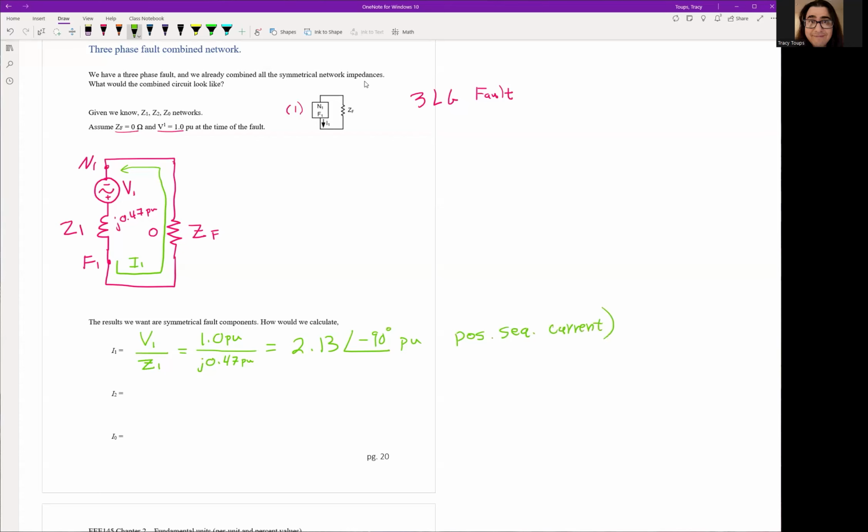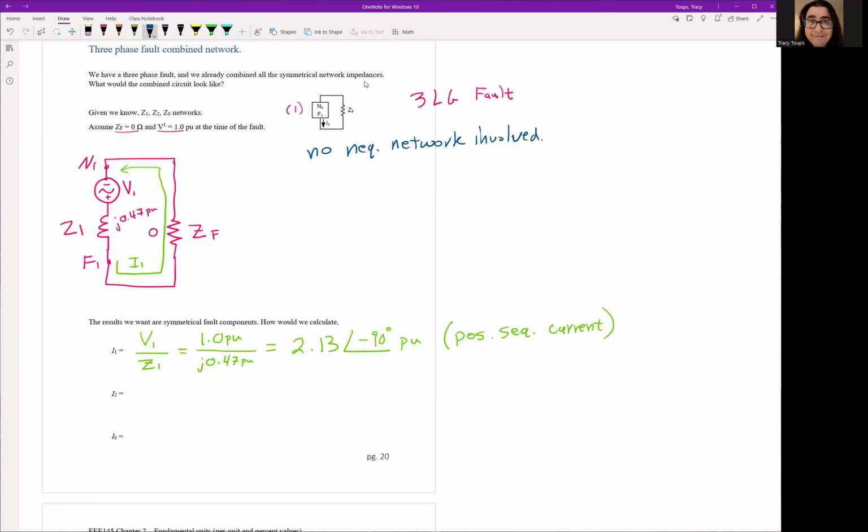So that's from our network. Now the next question will be, well, what's our I2? What's our negative sequence network? Well, guess what? There is no negative sequence network, because it's a three-phase fault, right? A three-phase fault is inherently balanced, so we don't need negative sequence.